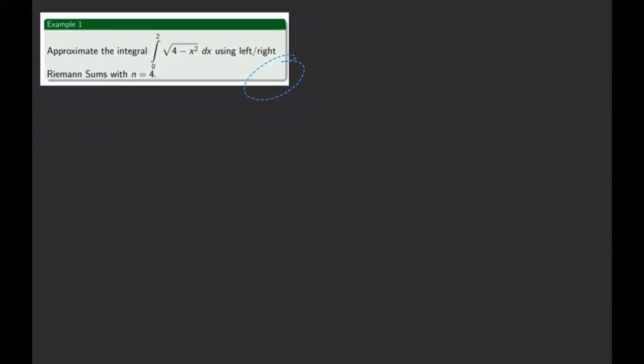Approximate the integral from 0 to 2 of square root of 4 minus x squared using left and right Riemann sums with n equals 4. What you'll notice in this particular example is you actually don't know how to do this integral yet. Since you don't know how to do this integral, try a Riemann sum. Also, because I say approximate the integral and I specifically say Riemann sums, obviously you're going to do that. In this case, we happen to not know how to do the integral, but let's go ahead and approximate it.